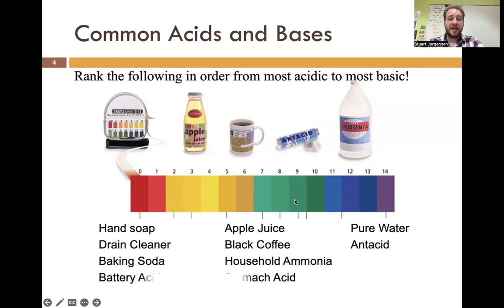And so take a second, pause the video and actually rank these items for each little dash mark. What do you think would be most acidic all the way up to most basic? What would you think?